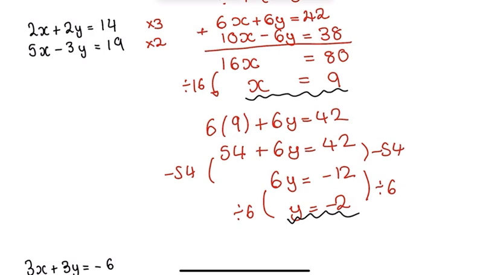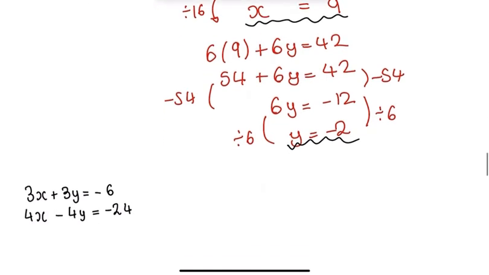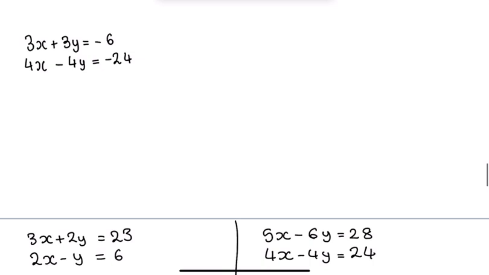Now, before you have a go at these on your own, I'm going to go through one more example where we have to times both the top and the bottom equation. This example says 3x plus 3y equals negative 6 and 4x minus 4y equals negative 24. Again, looking at my x's and at my y's, there's not a straight multiple, so I'm going to have to times the top and the bottom.